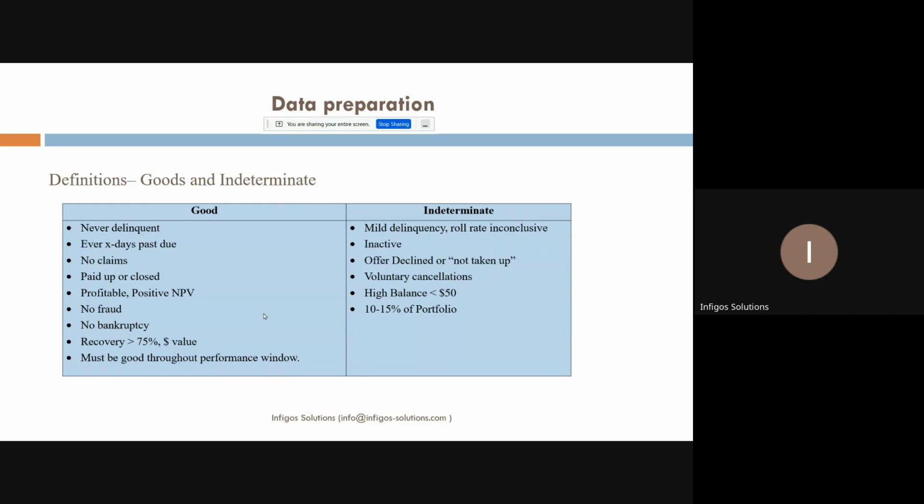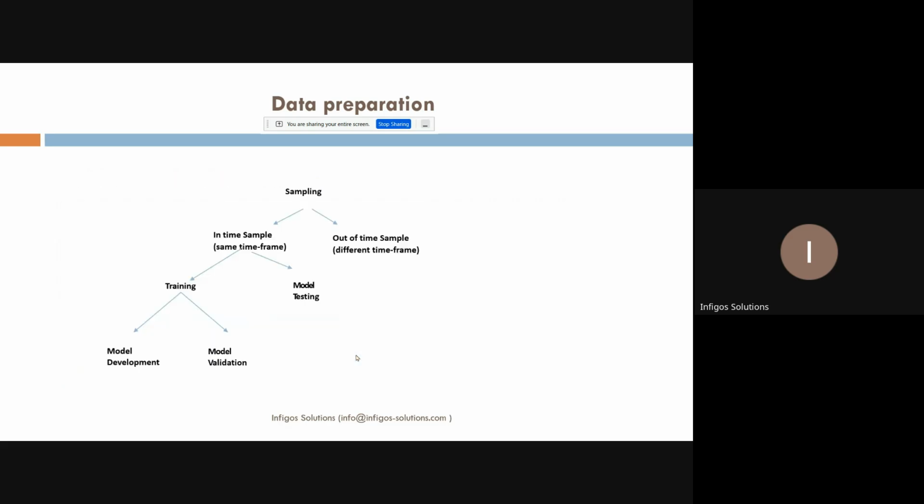This is the definition of good: never declared delinquent, never past due, no claim, paid up or closed, profitable, no fraud, no bankruptcy, recovery greater than 75%, must be good throughout the performance window. This is an example of intermediate. I think this is again from Naeem Siddiqui, so you might have read it.